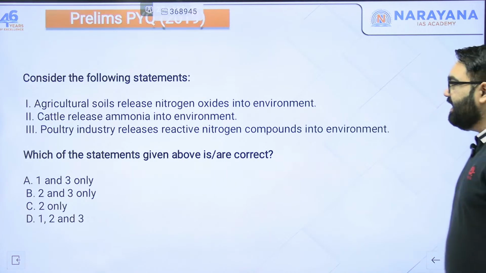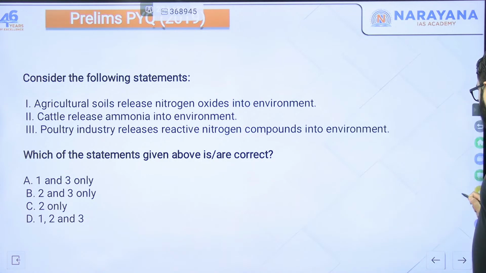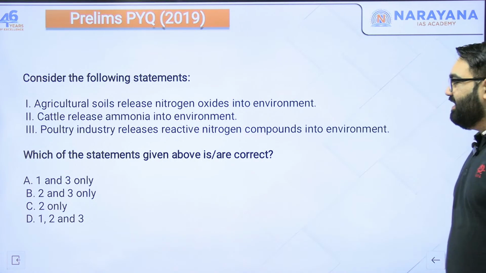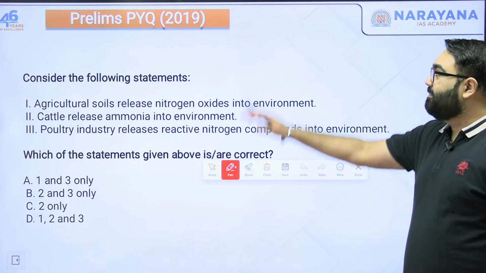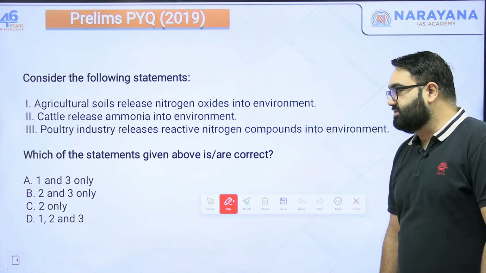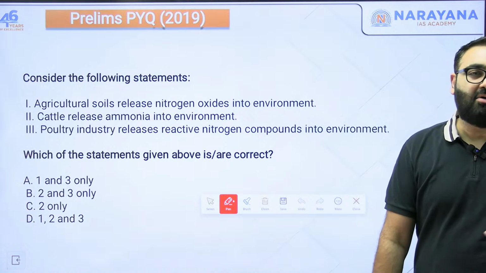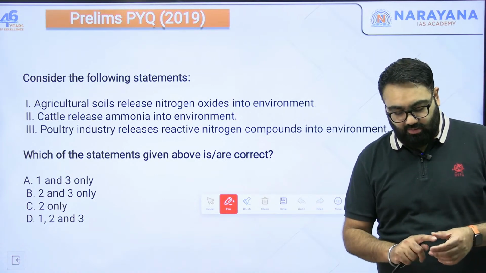Then there is a related question, not exactly, but an agriculture related question that was asked earlier, slightly difficult. Let's see if we can answer this. This was asked in the prelims exam of 2019. See if you can answer this. You can pause on this screen, think about what the answer should be, and then you can play again.